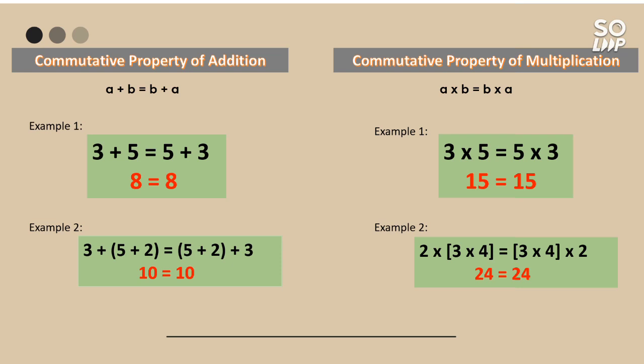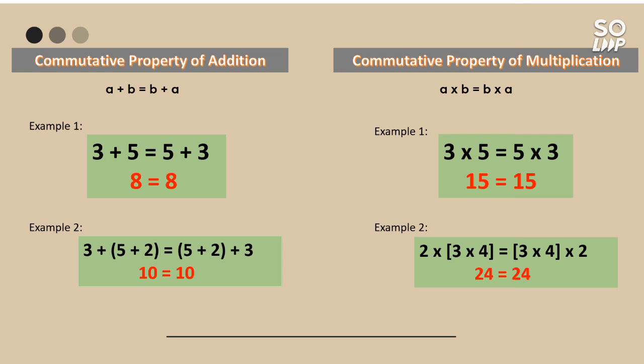Take a look at this example under commutative property of addition. Example number 1. So I have here 3 plus 5. Let's try to interchange. So I have here 5 plus 3. Now, 3 plus 5 is equal to 8, and 5 plus 3 is equal to 8. What have you noticed? They are still equal. Yes, they are still equal even if we interchange their order.